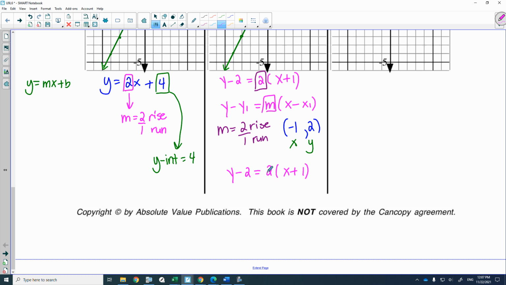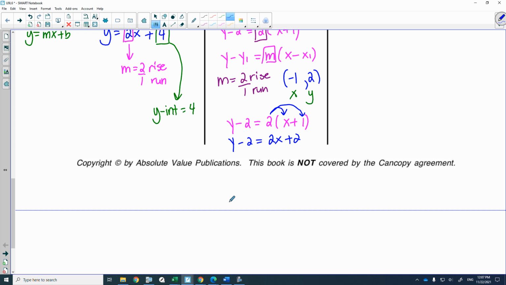If you can't remember, get out of this form, right? Take that 2 and distribute it into the bracket, and then watch what will happen. So get rid of the bracket, that's always the first step, and you're going to get y minus 2 is equal to 2x plus 2. Then you need to isolate y. So Michaela, what do you want me to do to isolate y? Add 2 to both sides.